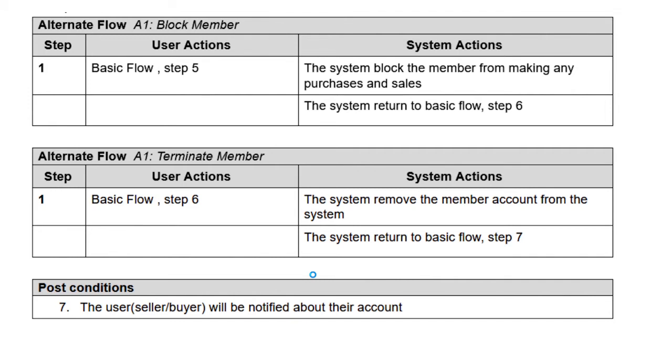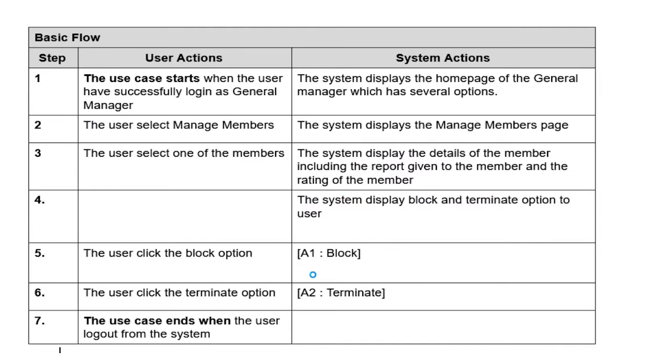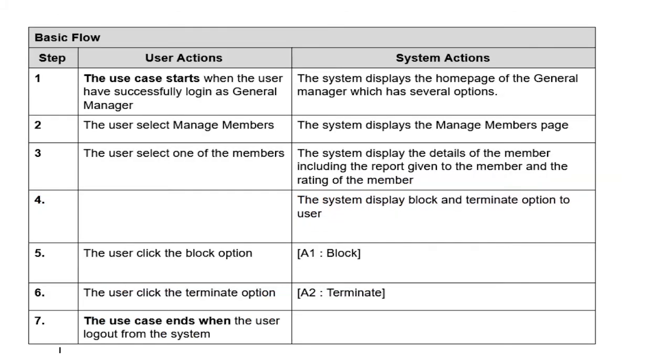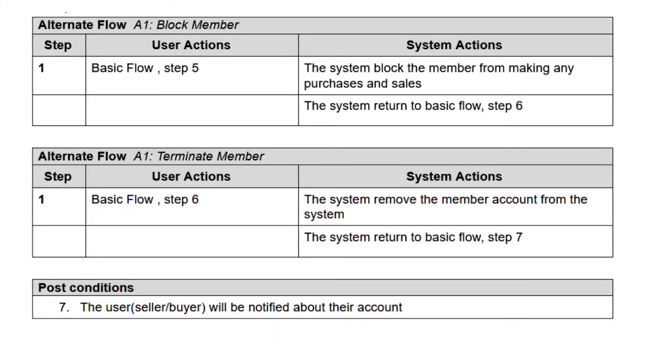Then the second alternate flow is terminate member. The first step is from the basic flow, step number 6, where the user clicks the terminate option. So the system will remove the member account from the system. And then the system will return to basic flow, step number 7. The use case ends when the user logs out from the system. Then the post condition is that the seller or buyer, the members, will be notified about their account status, whether the account is blocked or terminated.